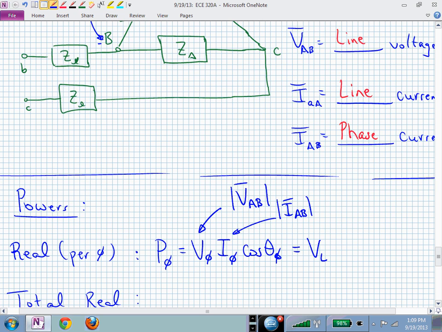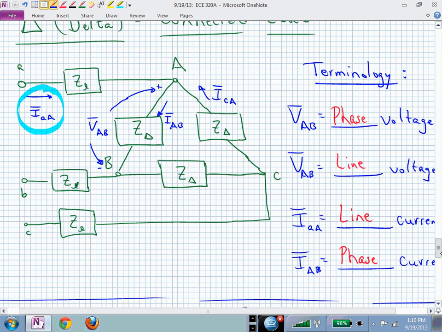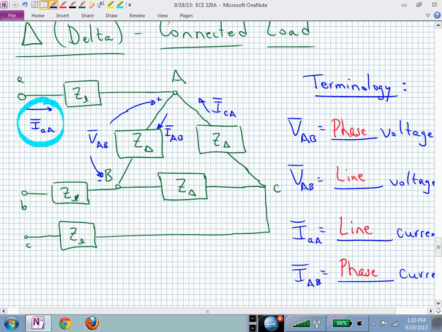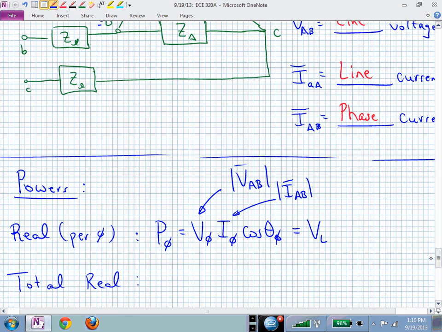Well, we're going to show that the phase current and the line current are related by also a square root of 3. But which would you expect to be bigger, I sub AB or I sub AA? In this configuration, if you did a KCL at terminal A, I sub AA is really being made up of 2 of the phase currents, isn't it? So you would think that I sub AA might be bigger in magnitude. And that's actually true. So the line current, which is I sub AA, is I sub L over the square root of 3, cosine of theta sub phi.